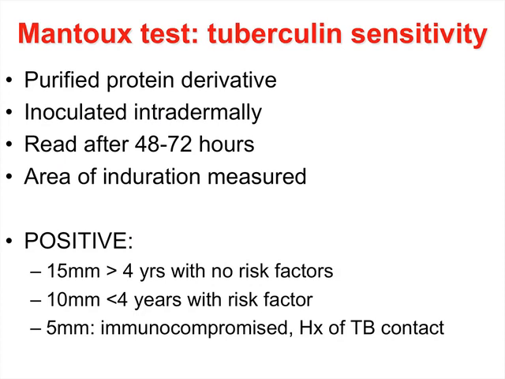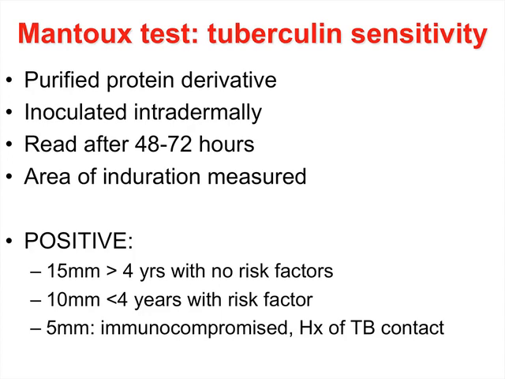The Mantoux test, the tuberculin skin sensitivity test, is made up of a purified protein derivative which is inoculated intradermally and read 48 to 72 hours after the intradermal injection, and the area of induration, not erythema, is measured. A positive skin result is 15 millimeters of induration in an over 4-year-old with no risk factors, or 10 millimeters in a child less than 4 with a risk factor.